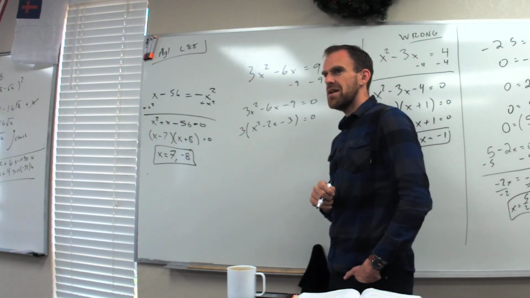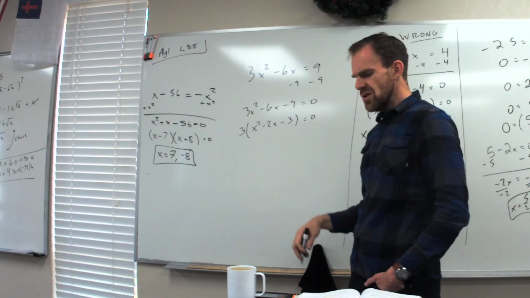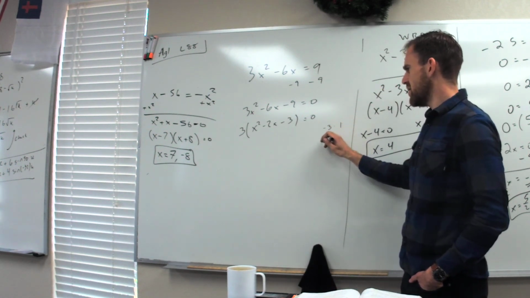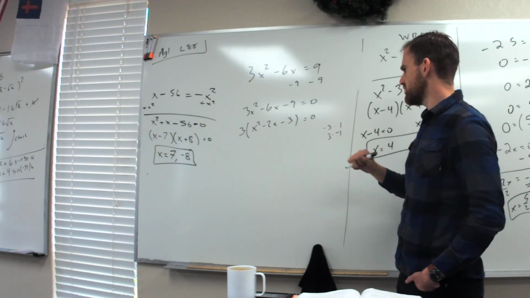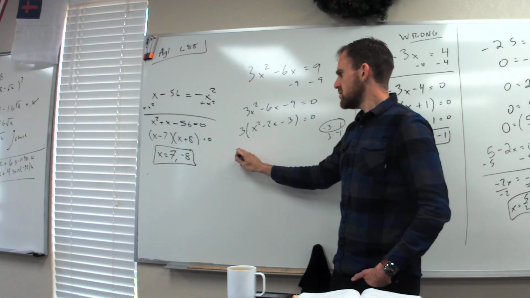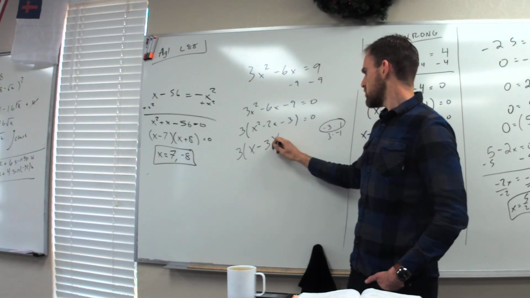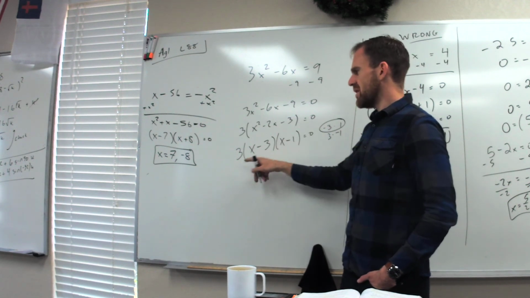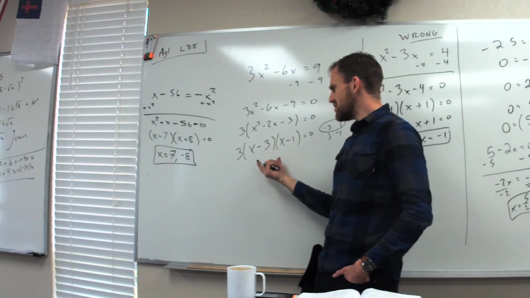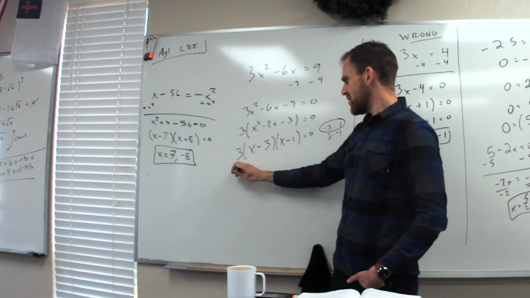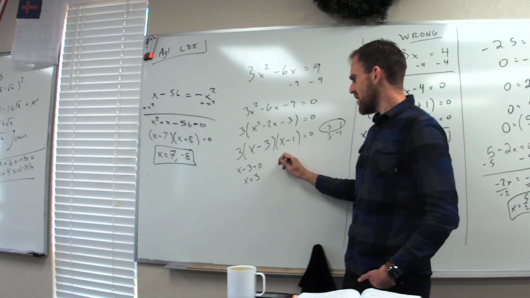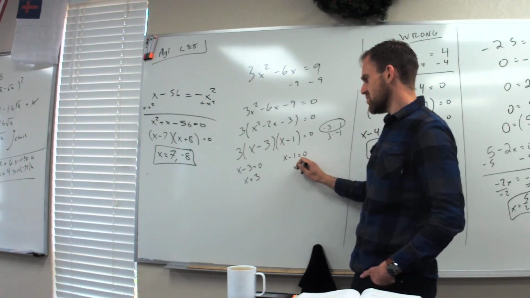Then, what two numbers multiply to make -3 and add to make -2? If you don't know, start writing them out. So -3 times 1, 3 times -1. Which one adds to make -2? The first one. Am I concerned about the 3 in front? No. So I have 3 times x minus 3 times x plus 1. I'm still just going to take each factor and set it equal to 0. So x minus 3 equals 0, x equals 3; x plus 1 equals 0, x equals -1. I'm done.